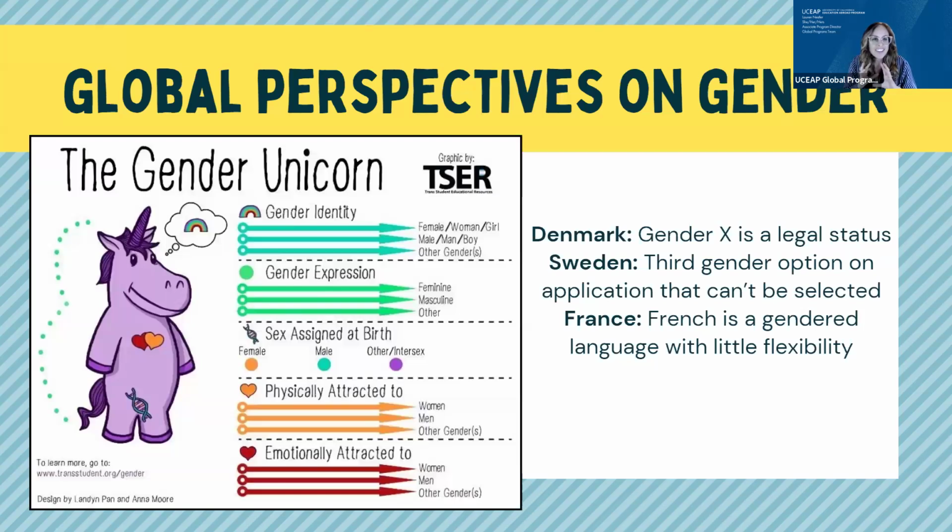So this is all very philosophical, theoretical. I want to give you some concrete examples of what I'm talking about. For the first example, we have Denmark. Gender X is a legal status in Denmark.